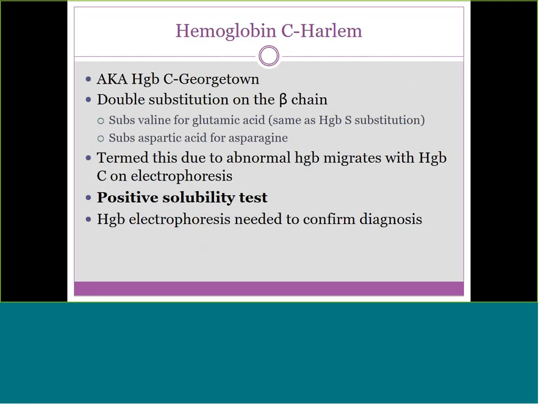All right, there are a couple of double substitution amino acid changes that can happen. There's one that's called hemoglobin C Harlem, otherwise known as hemoglobin C Georgetown. In this case, they have the substitution of valine for glutamic acid, which is the same substitution that hemoglobin S had, plus the aspartic acid substitution for asparagine.